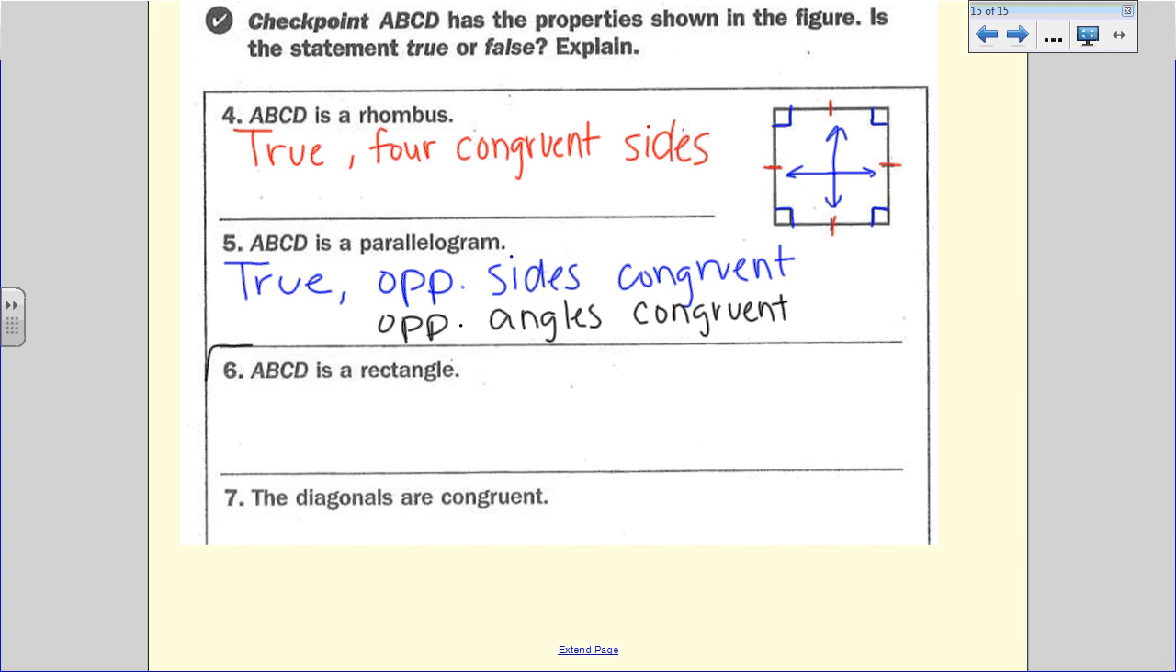So for number 6 and 7, these are on your own. Okay, so you are going to do those now, and we will check in class. All right, that's it for today. We'll take a look at this when you return to class tomorrow.